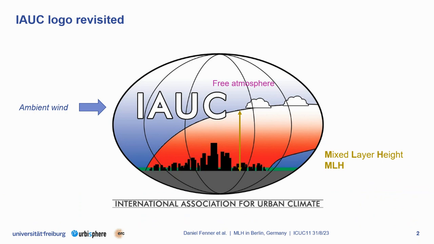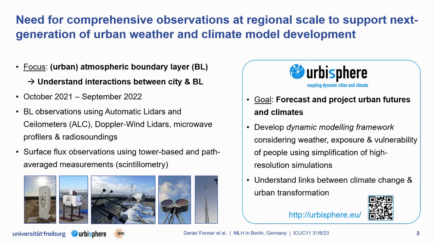And as a hypothesis, one can argue if the city is heating more the atmosphere, the mixed layer will be deeper. It might also cause additional cloud, boundary layer cloud, as seen on the logo. This work I'm presenting is part of an ERC grant called Urbisphere, Coupling Dynamic Cities and Climate. And I'm presenting here an observational campaign that was run in the city of Berlin in Germany for a full year from October 21 to September 22.